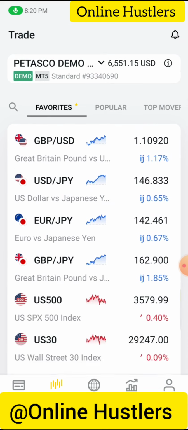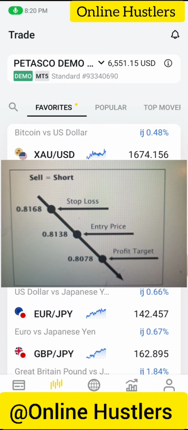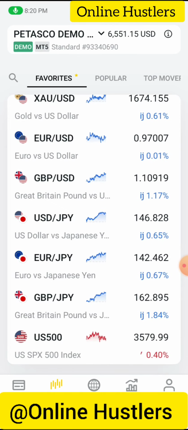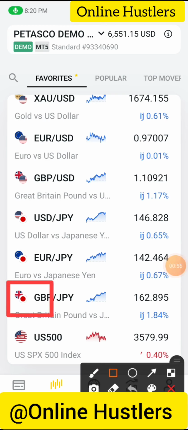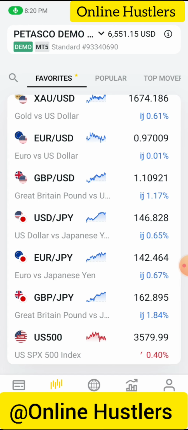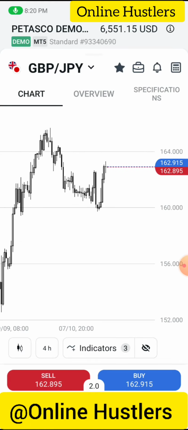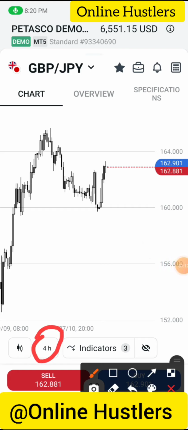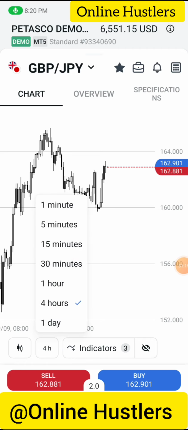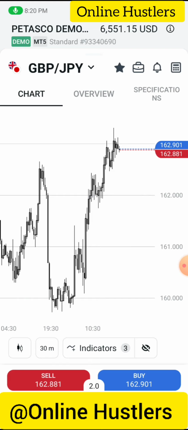So let's get started. I'll show you the three points that every professional trader uses in their trade. So let's look at this. Let me use this currency pair to set an example. We'll be using the Great British Pound versus the Japanese Yen. We are on the 4-hour time frame chart. You can switch it to any time frame you want, like 30 minutes. So currently we're on the 30 minutes time frame chart.